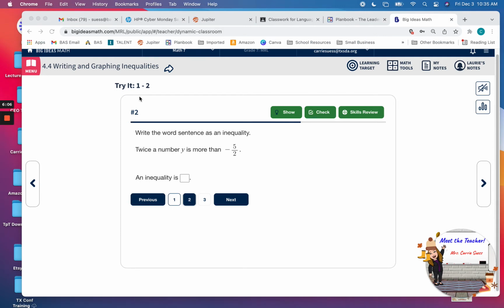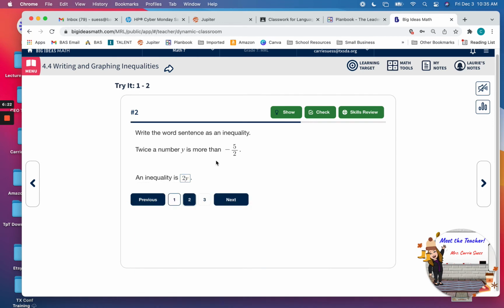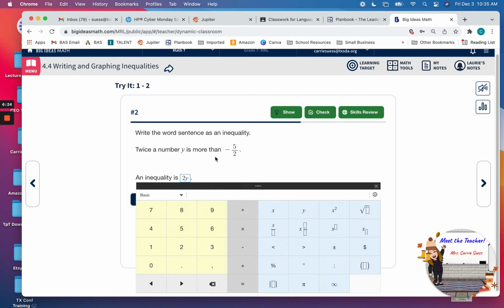Okay, this is try it number 2. When you hear "twice a number y," twice a number means you're multiplying times 2. So whatever the number is, which they told you is y, you're just going to say 2y. It's like saying 2 times y. "Is more than," so which symbol am I going to use? Pointing to the left, right? Because the 2y is more than the other thing. So 2y is more than negative 5 over 2.